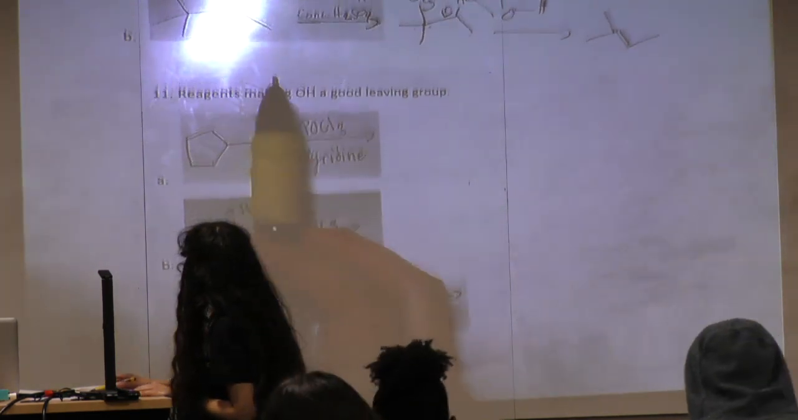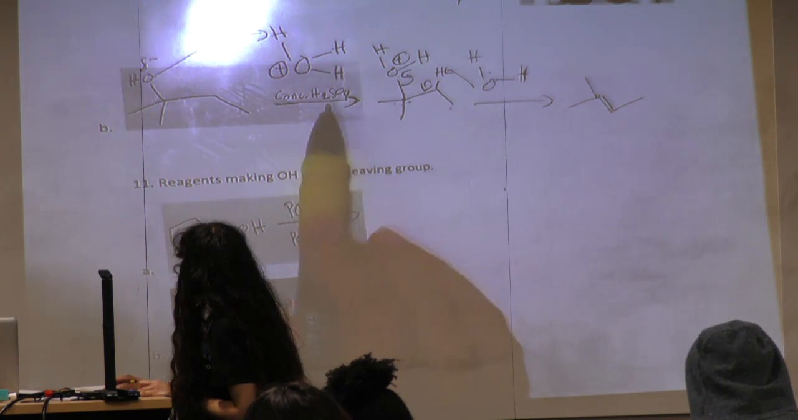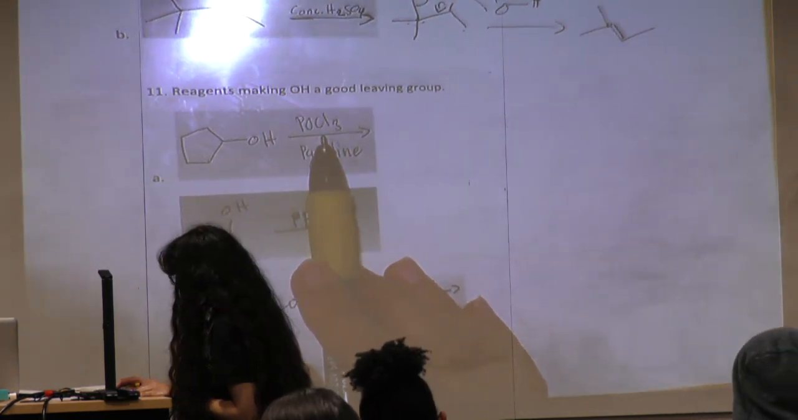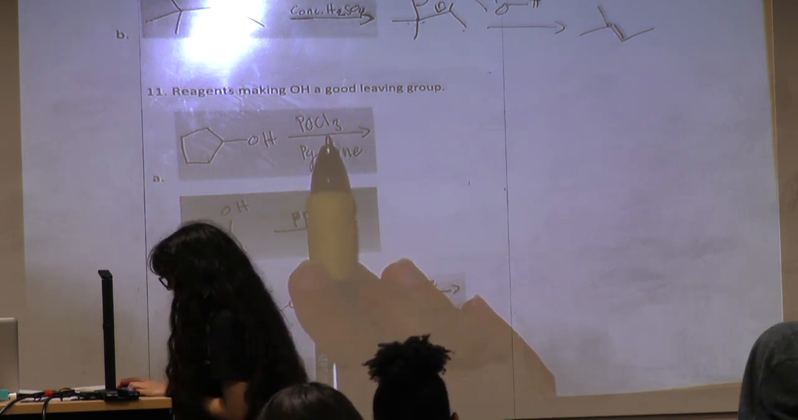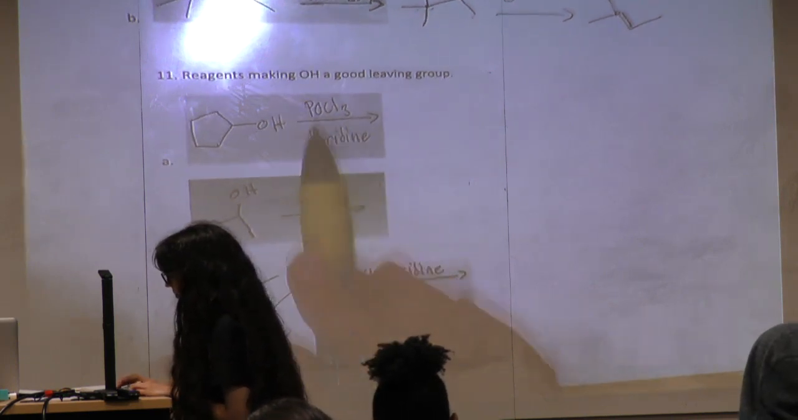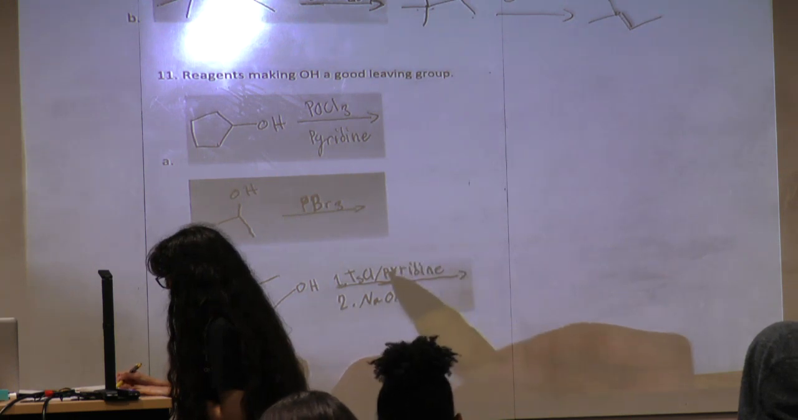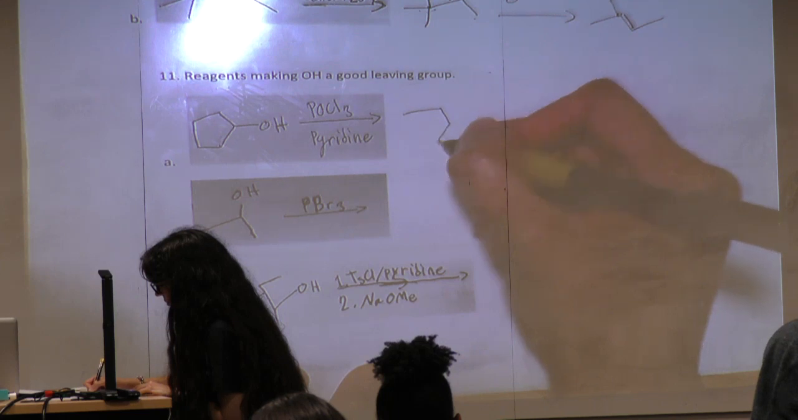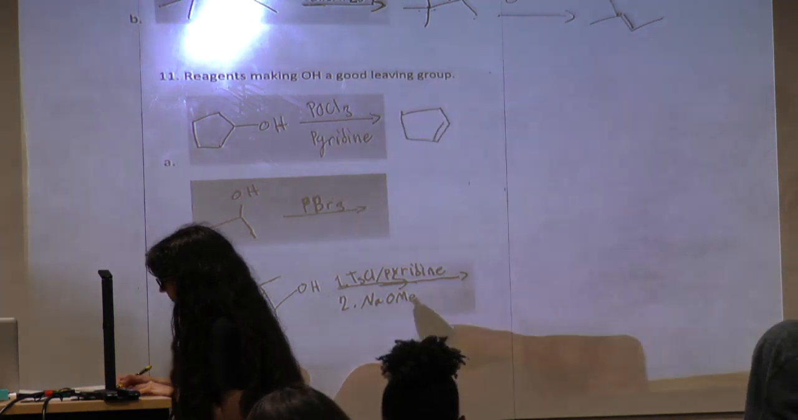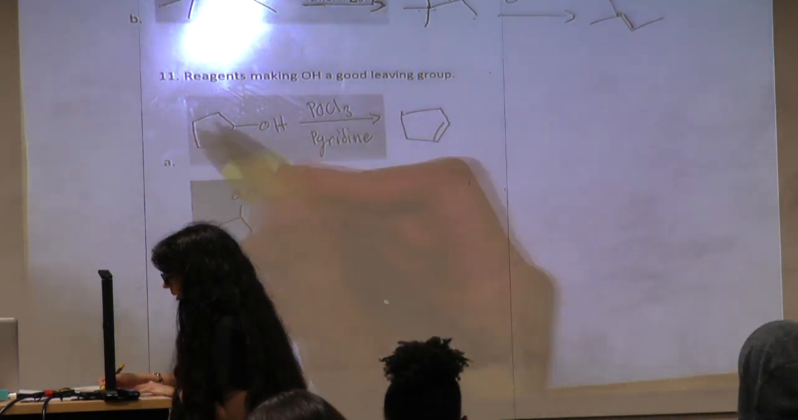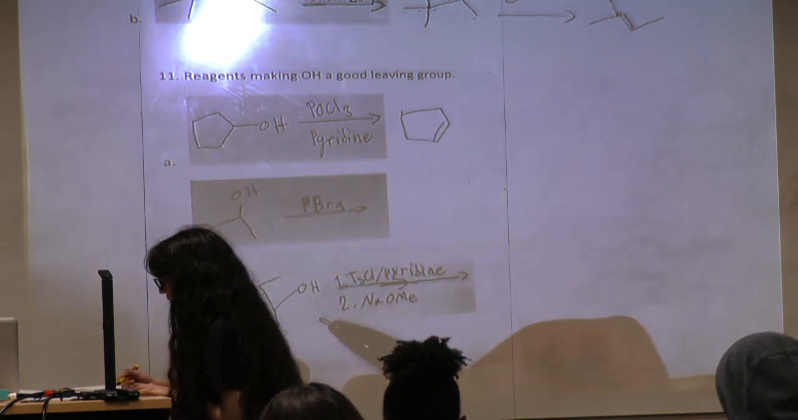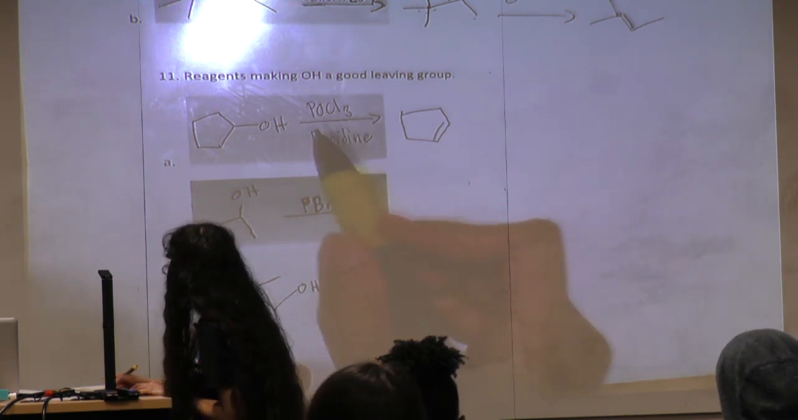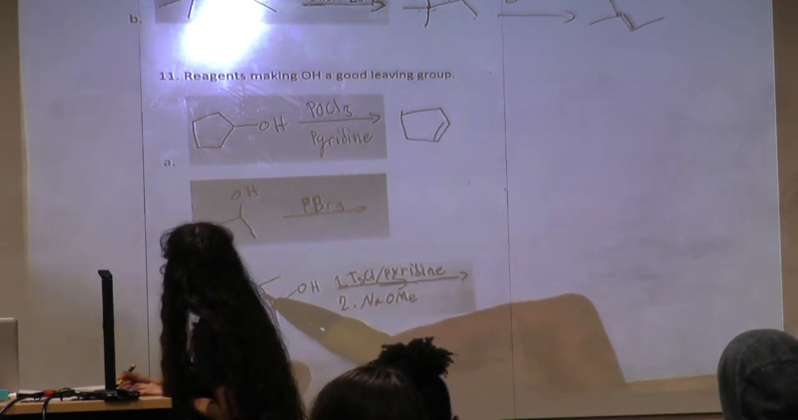Now I have some more reagents that make OH a good leaving group. So we know concentrated sulfuric acid is one of them. POCl3 is another one. We don't learn the exact mechanism for it, but POCl3 with pyridine is just going to get rid of water, make it a good leaving group, and form a double bond. And it didn't matter where we put the double bond because the whole thing is just symmetrical. This is something you want to remember for Orgo 2. This comes back, POCl3. This one too.